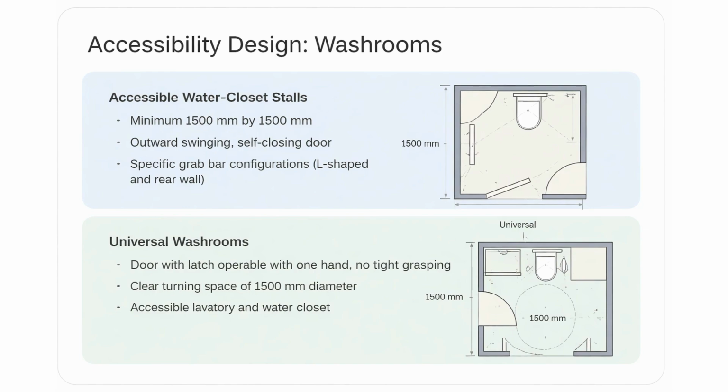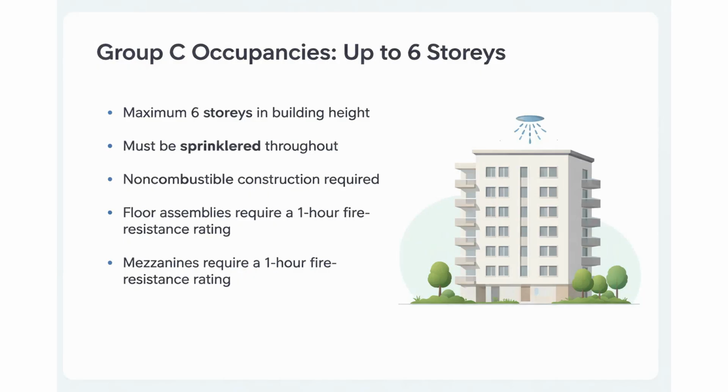Let us look at the requirements for Group C occupancies that are up to 6 stories high. For these buildings, non-combustible construction is mandatory, and they must be fully sprinklered. Additionally, the floor assemblies and any mezzanines must maintain a fire resistance rating of at least 1 hour to ensure adequate protection between levels.